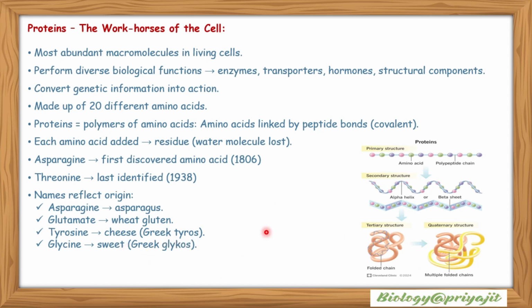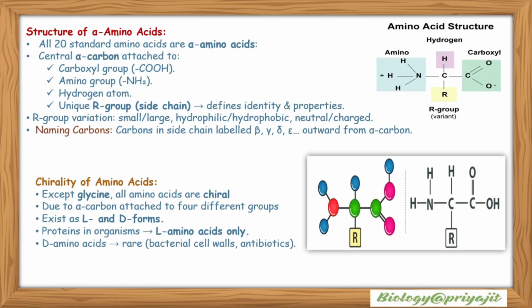Glykos means sweet. So this is the structure of protein, formed by the bonding of different amino acids through the peptide bond, and that is the primary structure of a protein. Subsequently, secondary, tertiary, and quaternary structures are found among the protein structures. So the basic structure of amino acids we will start today.